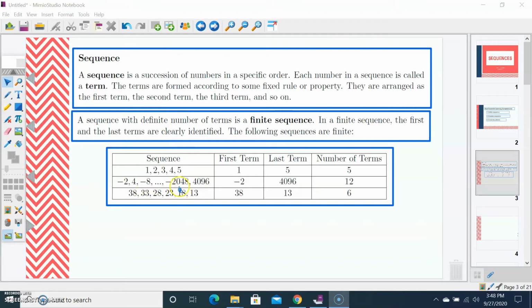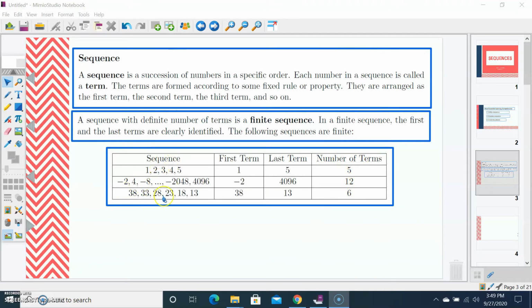And as we all know, 2048 is actually 2 raised to 11 times -1. So from -2 to -2048, we already have 11 terms. Plus that our last term, which is 4096, which is equivalent to 2 raised to 12. Our number of terms now is 12.